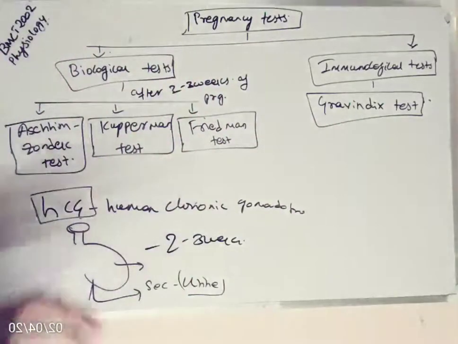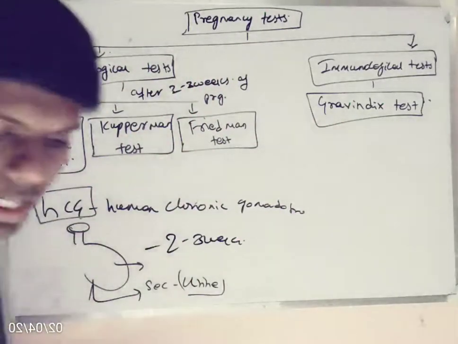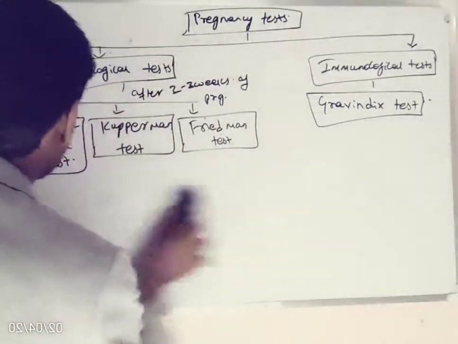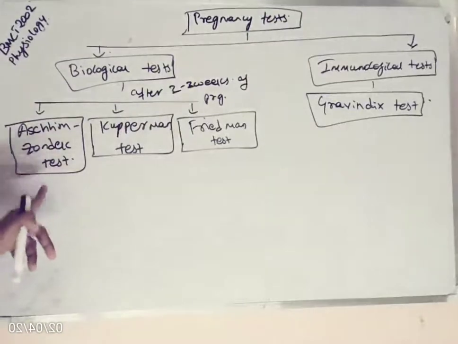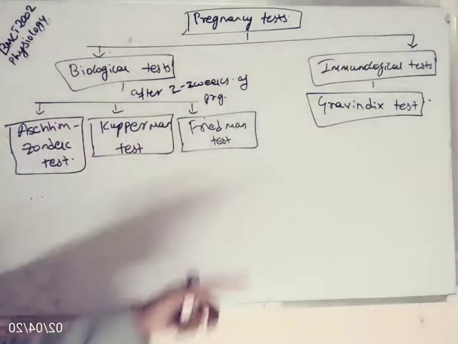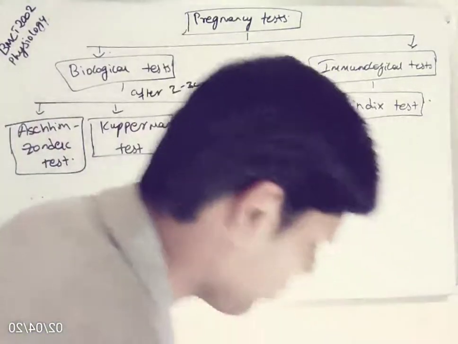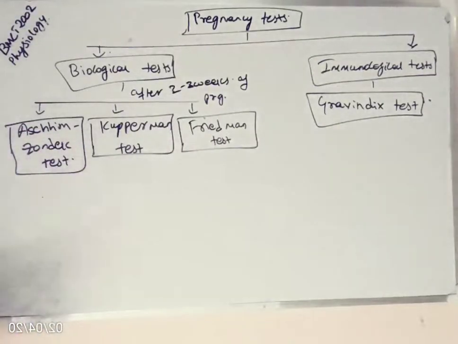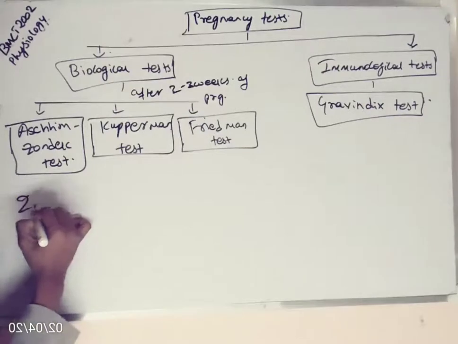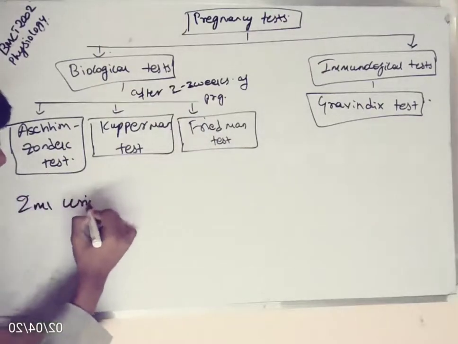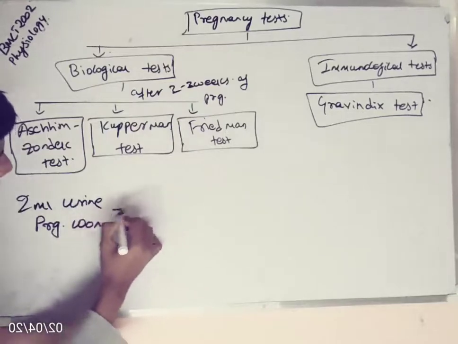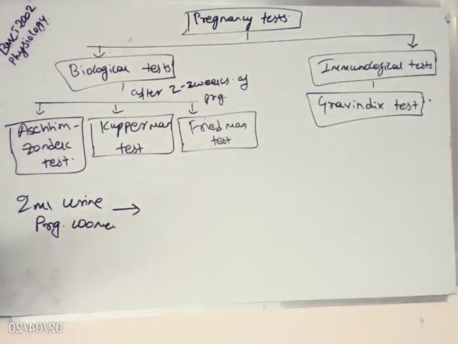Let us discuss biological tests in a nutshell. These biological tests are of 3 types: Aschheim-Zondek test, Kopperman test, and Friedman test. So what is the Aschheim-Zondek test? He took 2 ml of pregnant woman's urine and injected it into mice.